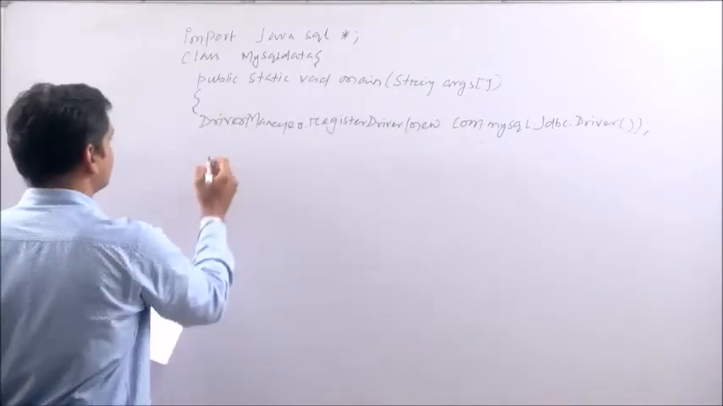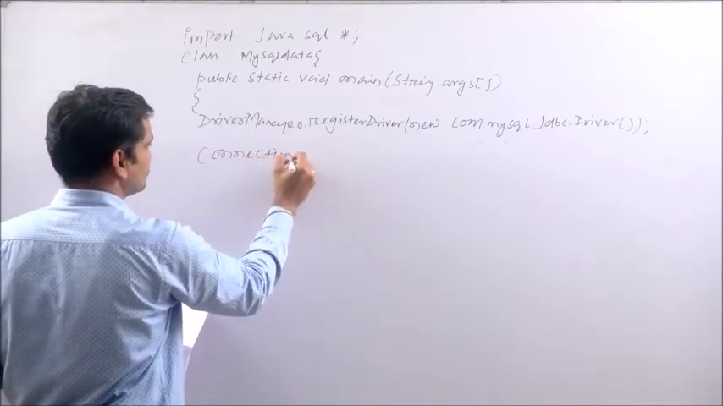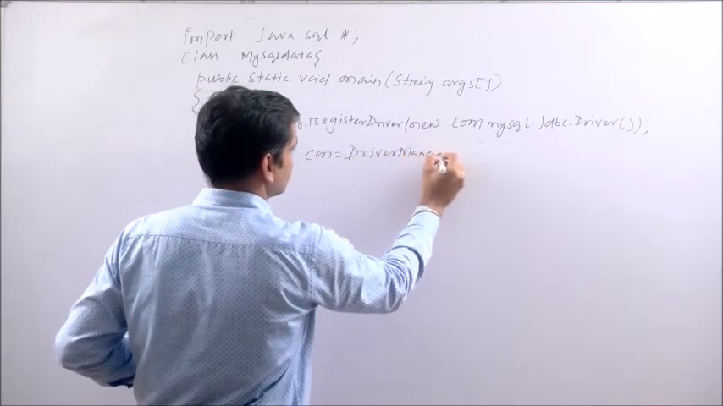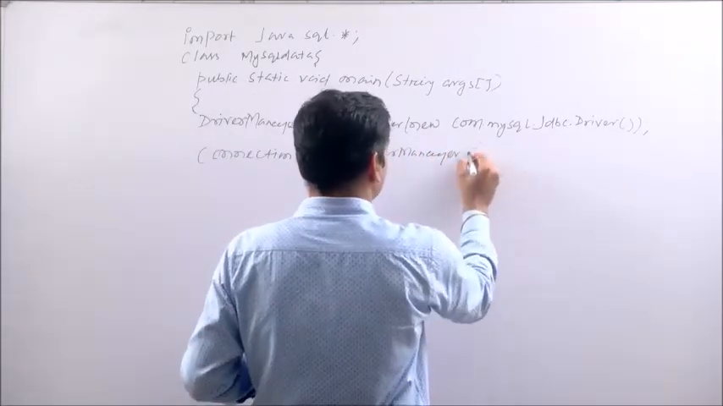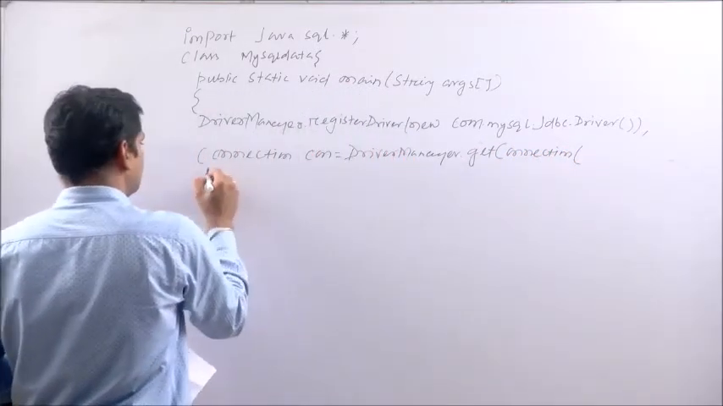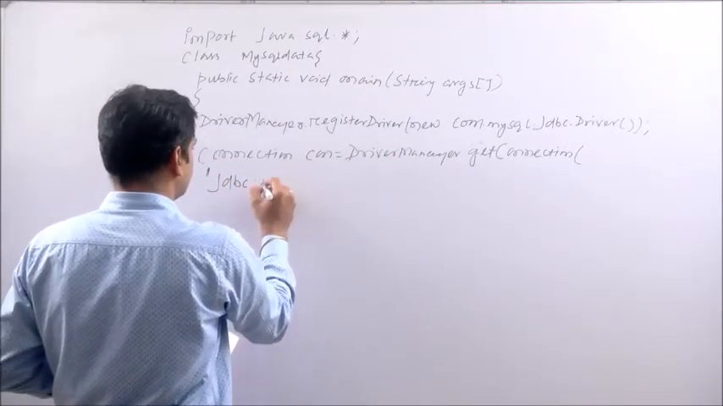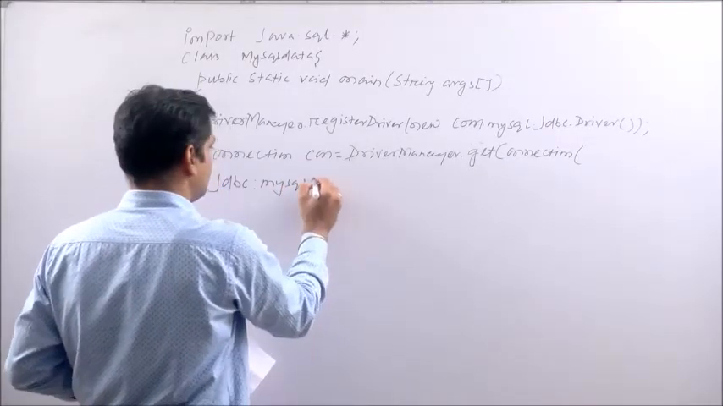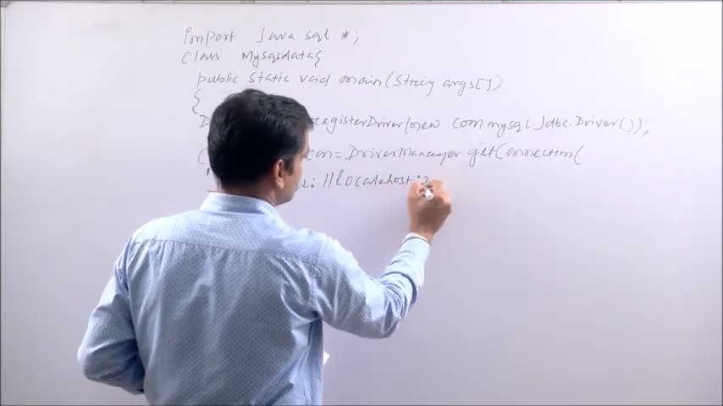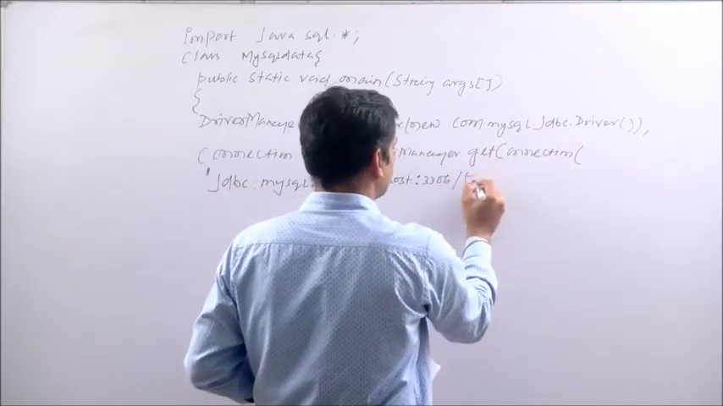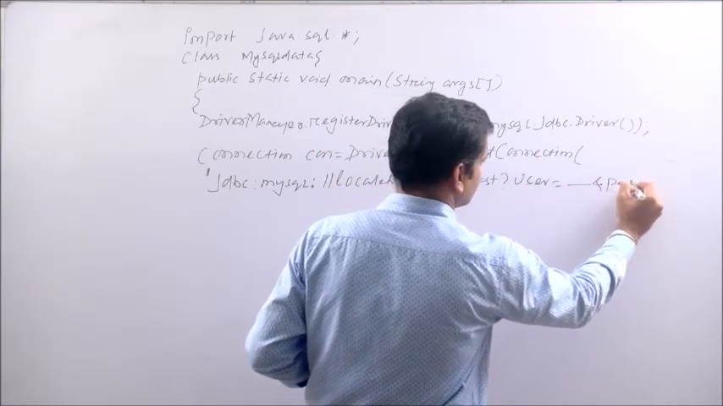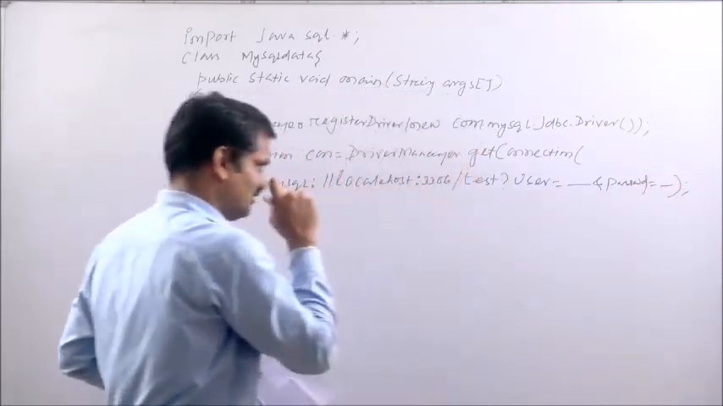Then establish the connection by writing the next statement. Connection is a class, con is the object created, and using the class DriverManager and the method getConnection, here we give the path where the database is present: localhost, it listens on port number 3306, and the database name we are using is test, and you give the username and password. This is how you can get connected.